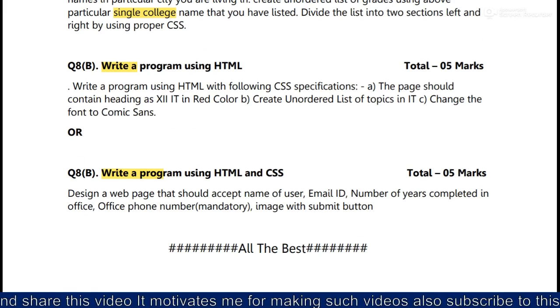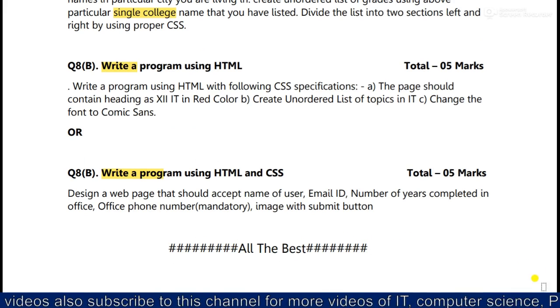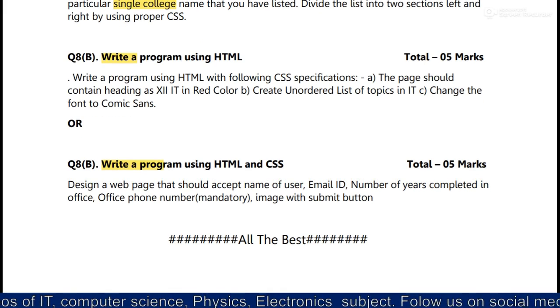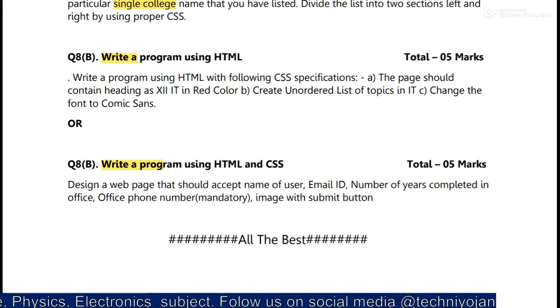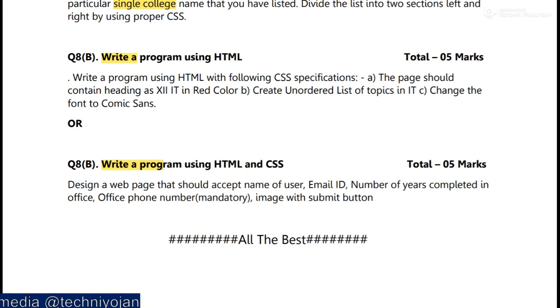So this was all your question paper. All the best, students, for your board exams as well. You can take out this question paper, and I will definitely provide the web link as well, so you can download it from the website also.